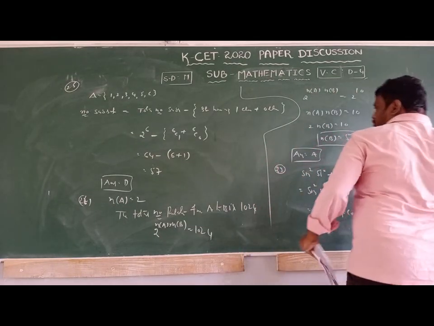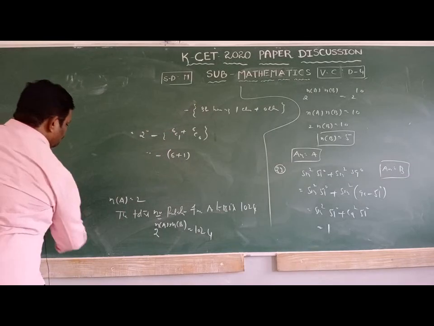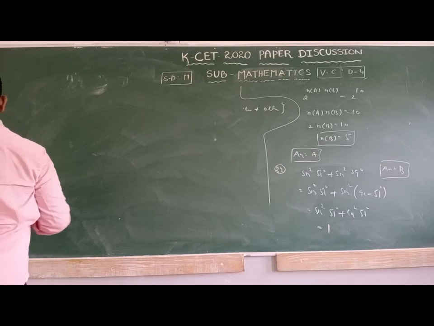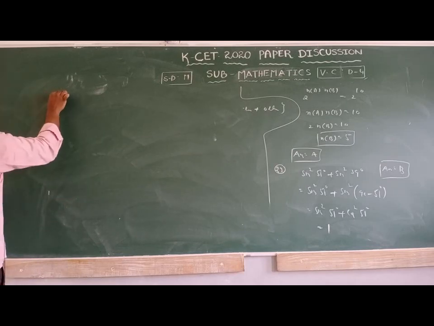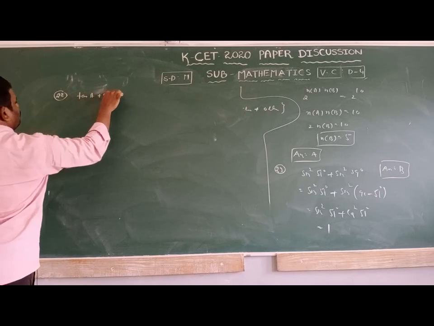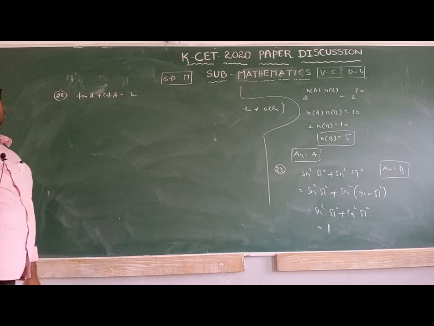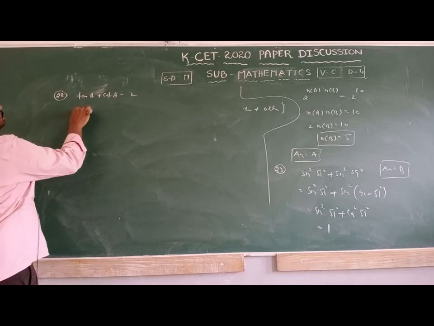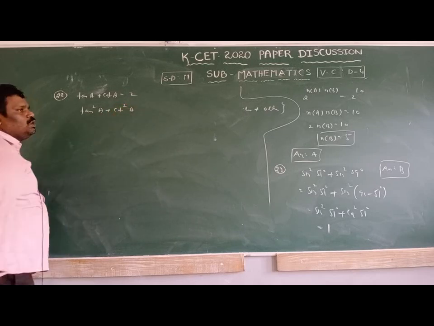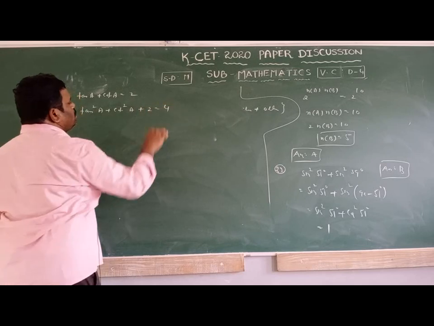Next, question 28, also a trigonometric problem. Given tan A plus cot A is equal to 2. We need tan power 4A plus cot power 4A. Squaring first: tan square A plus cot square A plus 2 tan A into cot A, where tan A and cot A are reciprocals, so 2 is equal to 4.